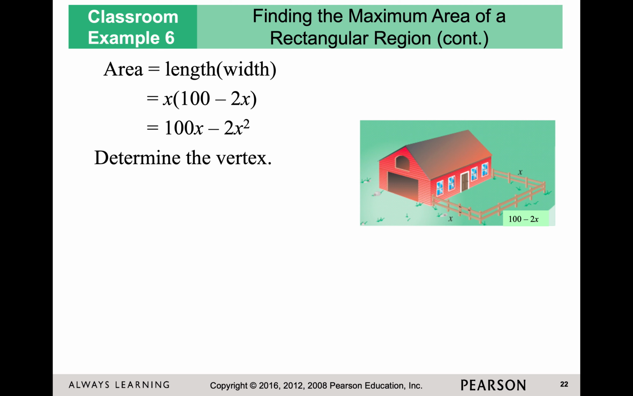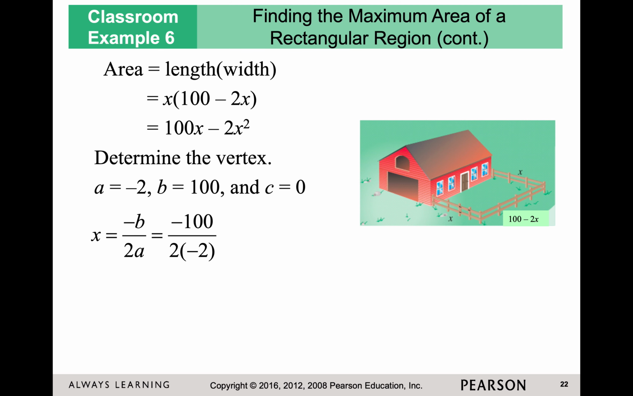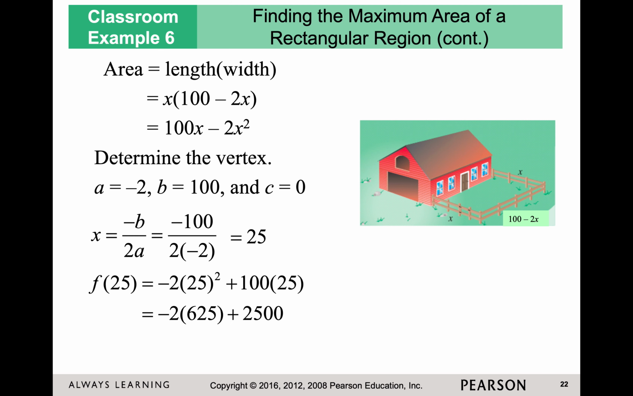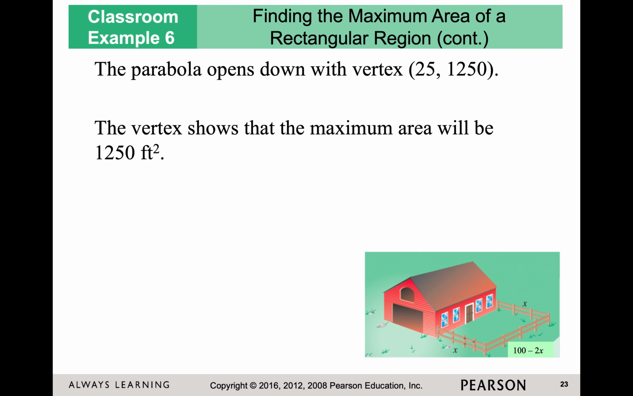I'm going to use that vertex formula, negative b over 2a. And that gives me the x-coordinate of 25. So once I see that that x-coordinate is going to be 25, I can plug it back in to get my actual y-coordinate out, just like we did for the vertex. And so I have 1,250. So my vertex is 25, 1,250. It opens down, which means that's my maximum. So the maximum area I can have is 1,250.